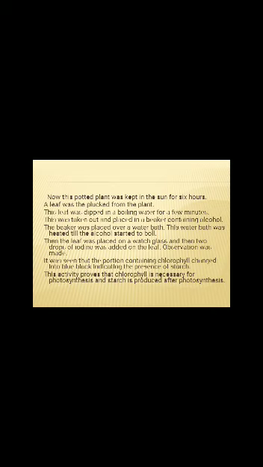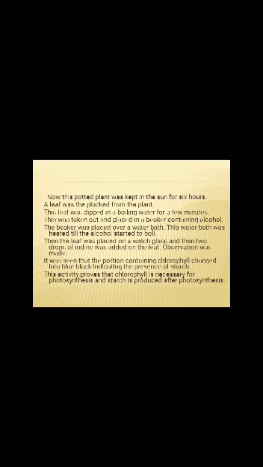Now why do we boil it in water? This is done to remove or take out the chlorophyll. It is not easy for the starch test to be conducted without this activity. We have to first put it in boiling water.